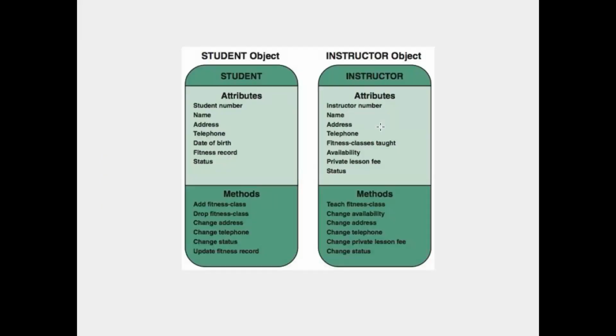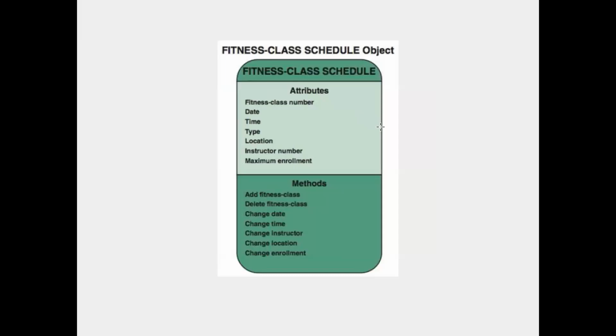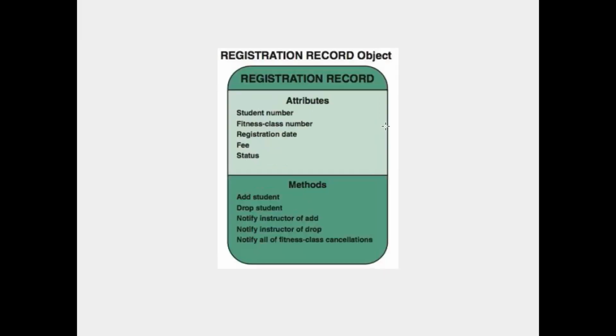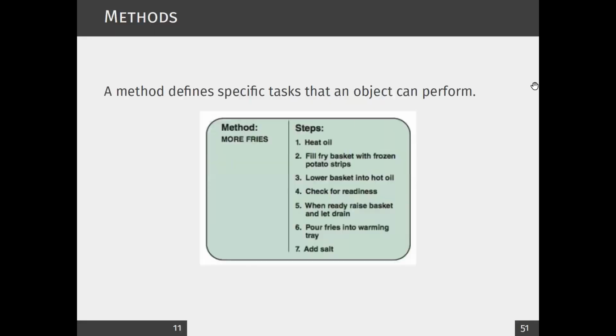So you can see here the comparison of two objects. We have a student object and an instructor object. You can see the three parts: the name, attributes, and a set of methods. And for this one also you have instructor, attributes, and the methods. Here is another example. We have a fitness class schedule object. Again, you have three parts: name, a set of attributes, and the methods. Another example, a registration record object. Again, you can see the name, attributes, and the methods.